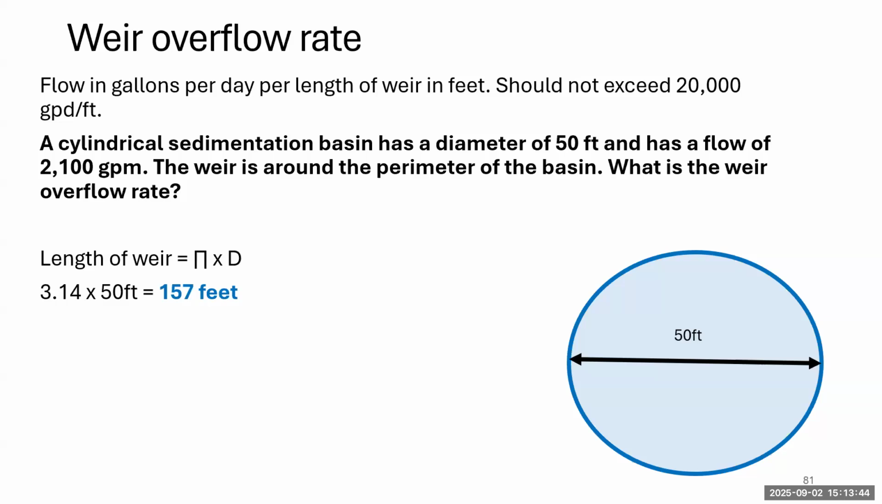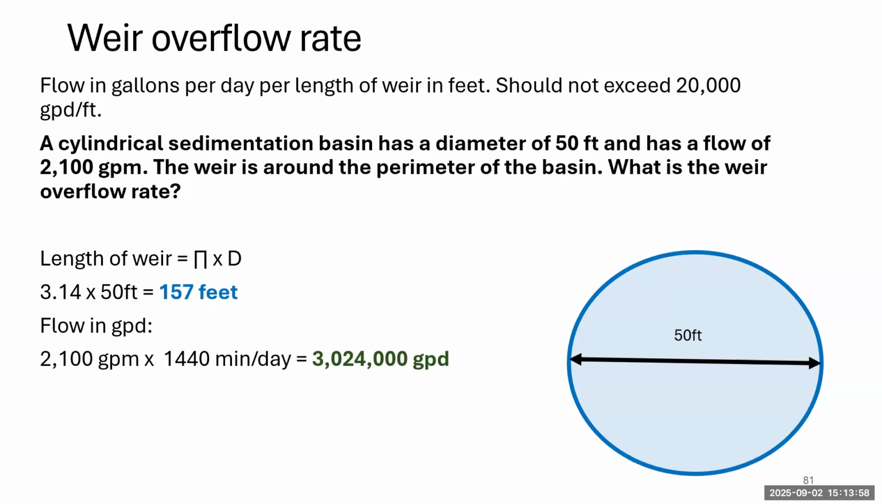Now, what do we need to do to calculate the weir overflow rate? It's gallons per day divided by the length of the weir in feet. So how do we calculate gallons per day? We have our flow in gallons per minute. We have to multiply that 2,100 gallons per minute by 1,440 minutes in a day. There's 24 hours in a day, 60 minutes per hour. 24 times 60 gives us 1,440. So 2,100 gallons per minute times 1,440 gives us 3,024,000 gallons per day.